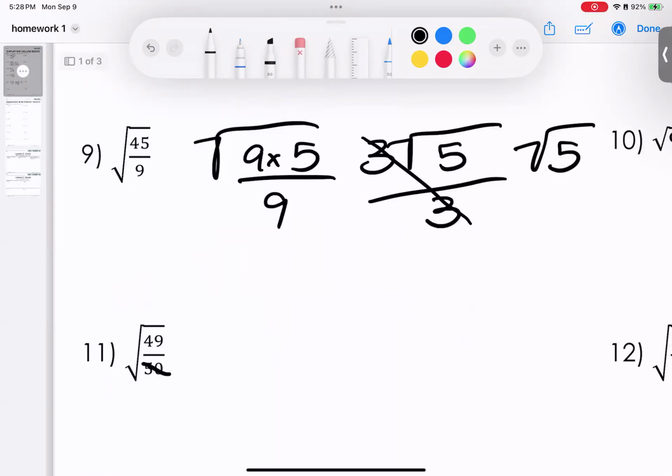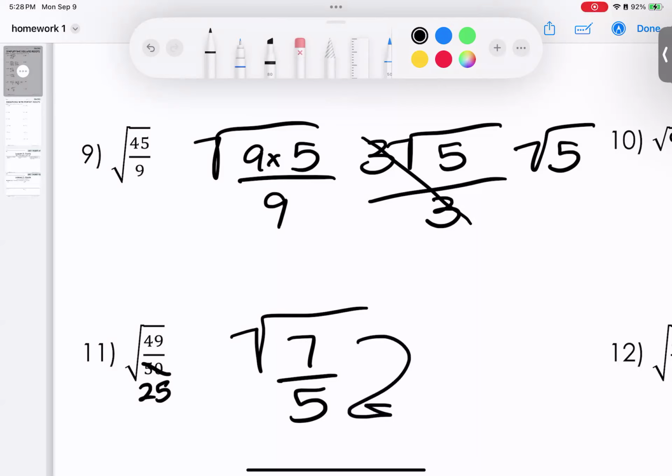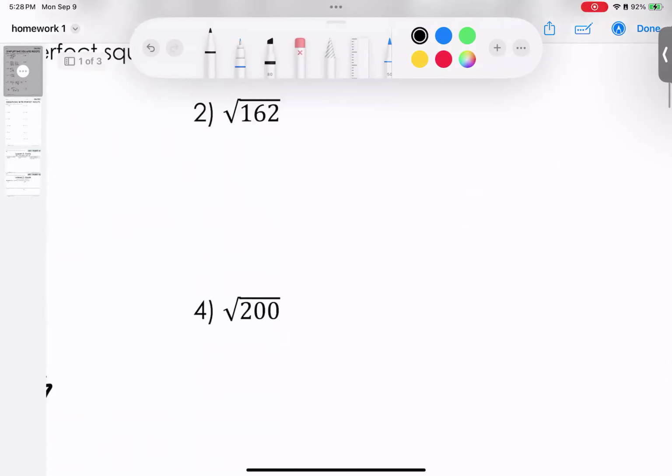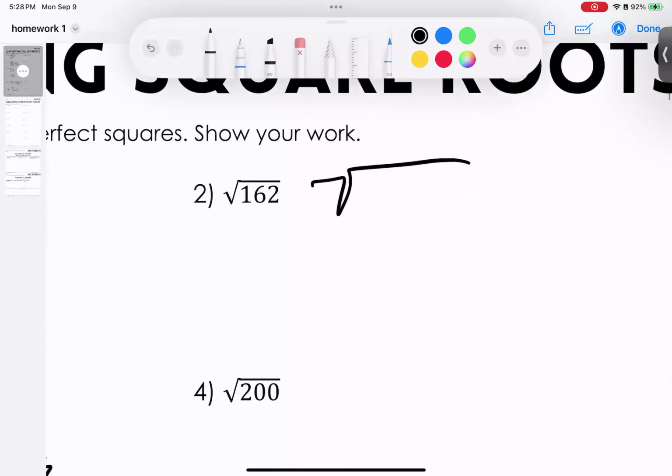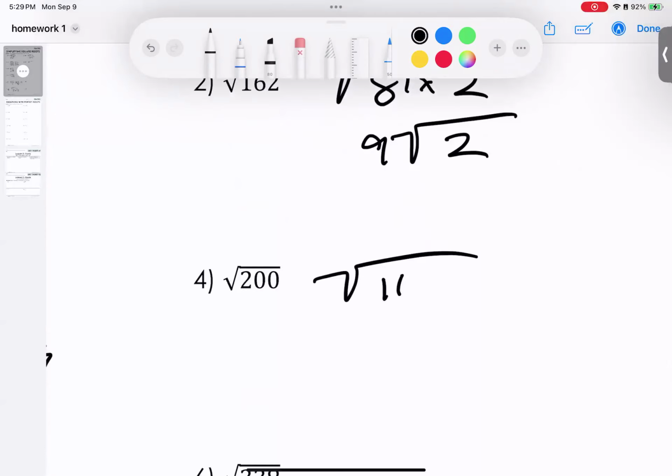This one I put in the classroom to make it 25 on the bottom, to make it a little bit of a friendlier square root, because then they would both be perfect squares. 49's perfect square is 7, 7 times 7. 25 is 5, so we can call this the square root of 7/5, or 7/5. Over here, let's go up to the top so it sticks with the way that you're used to. Square root of 81 times 2. 9 is the square root of 81, 9 times 2. 200, we can break that into 100 times 2. 100 is a perfect square, 10 times 10, square root of 2.